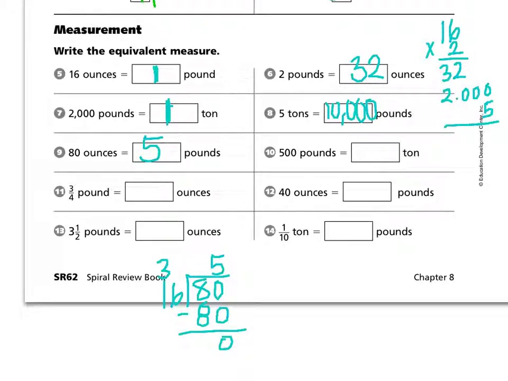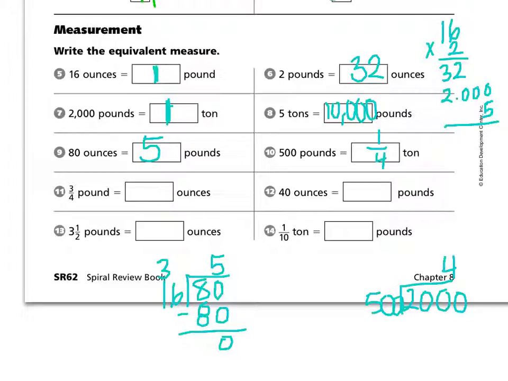500 pounds is how much of a ton? Well, I know that a ton is 2,000, and I can divide that by 500, and I know that it goes in 4 times, so I know that it's 1/4 of a ton.